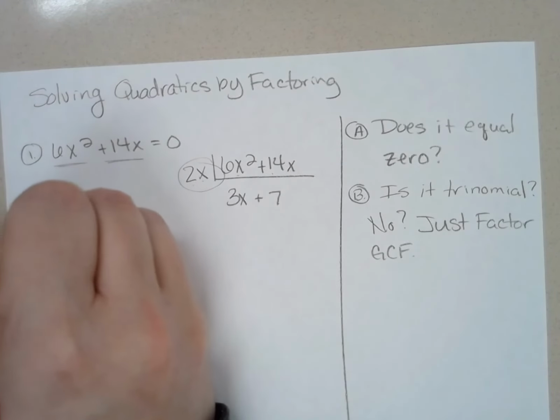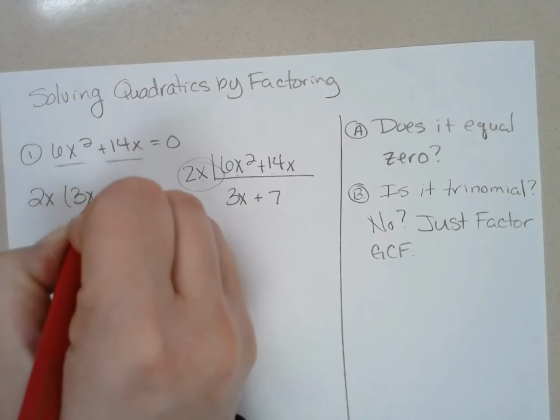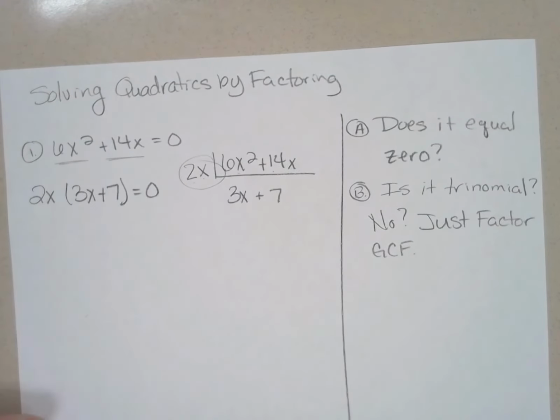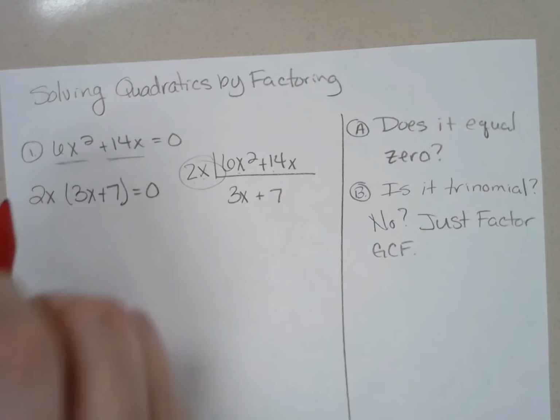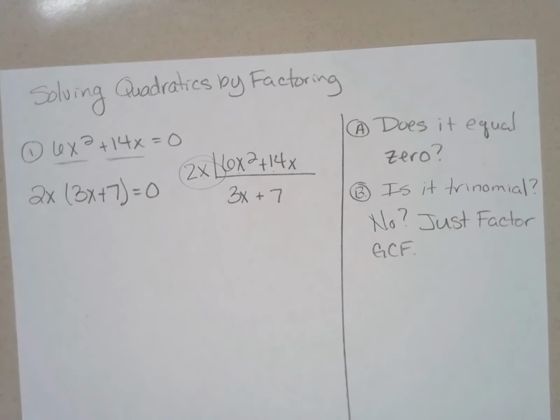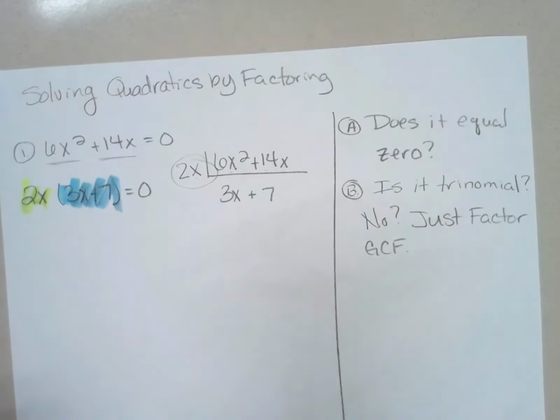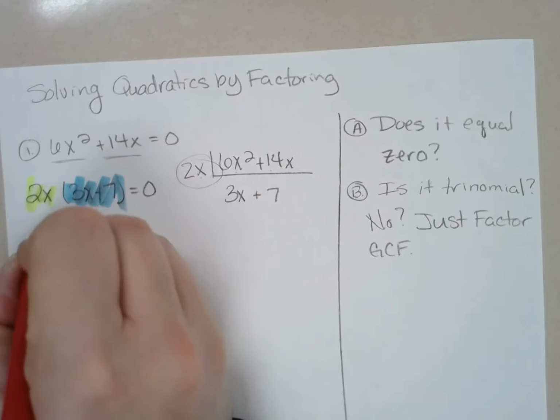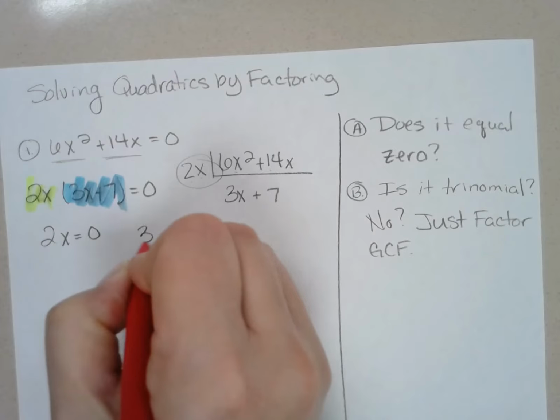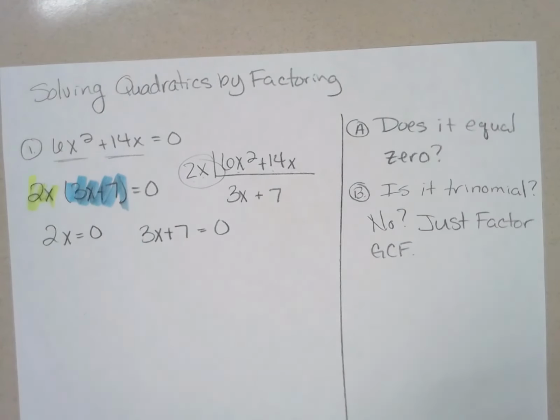And so this is when we would normally rewrite the problem: 2x times 3x plus 7 equals 0. That's what our factored problem looks like. To solve this, we're going to take the two pieces, the 2x and the 3x plus 7, and separate them out. Since the whole problem equals 0, we're going to say 2x equals 0, and 3x plus 7 equals 0. And then we're just going to solve those two equations.